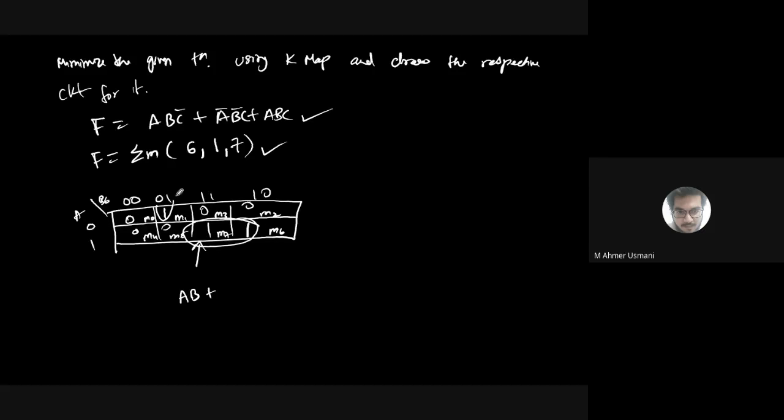What is 0 0 1? A bar B bar C. Is this clear? So this is nothing but your final function that you'll get as the output. So for this, what do you have to do? Quickly go and make the truth table.